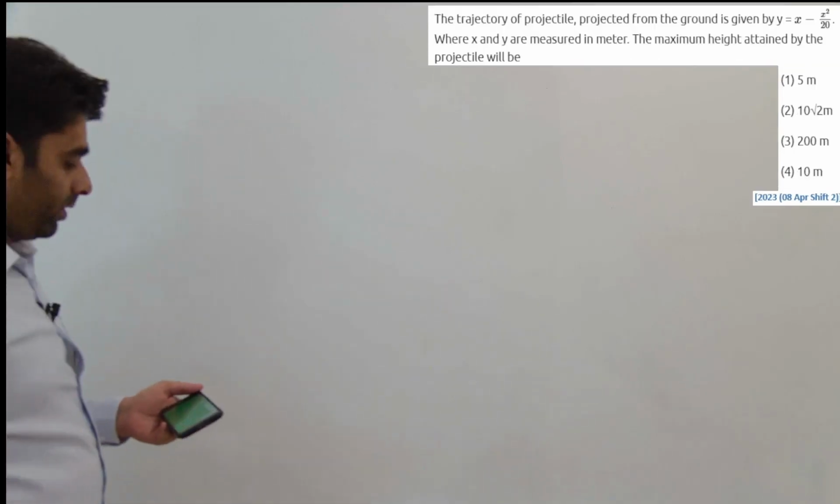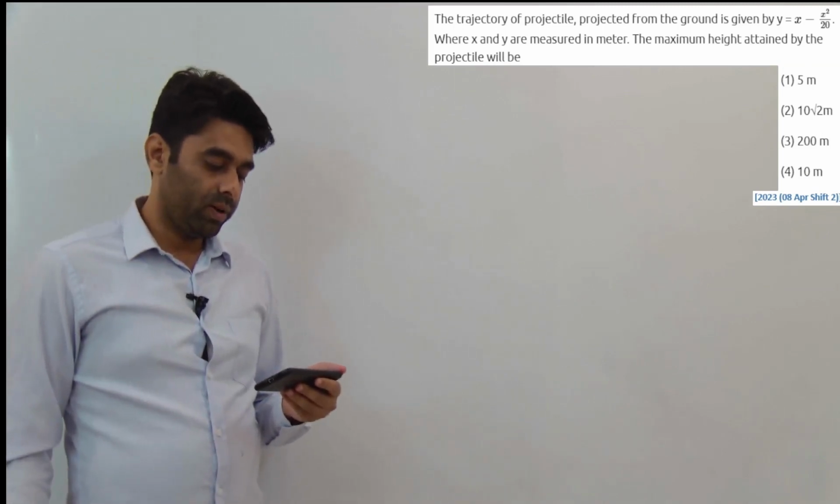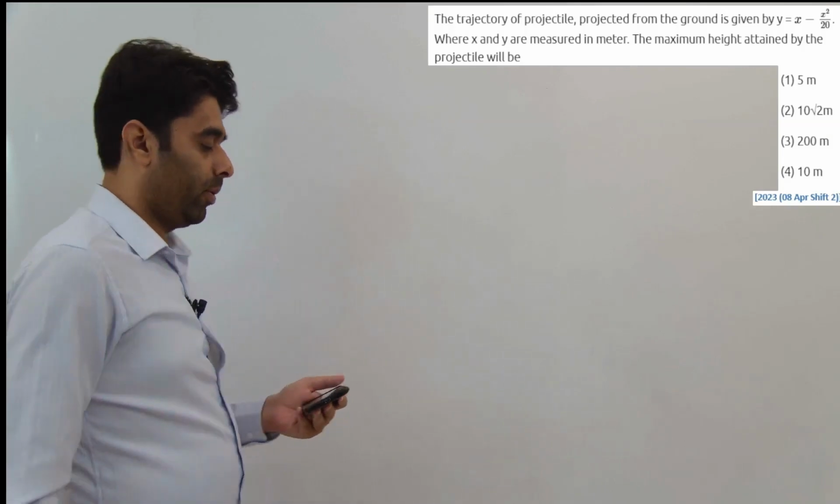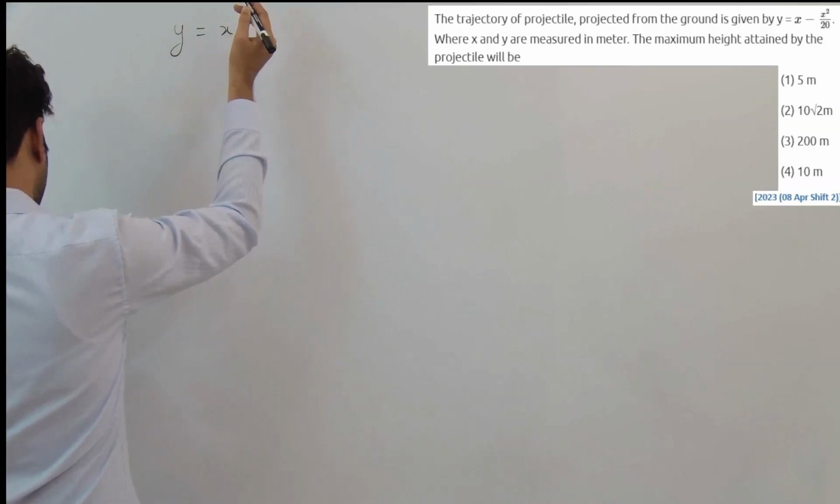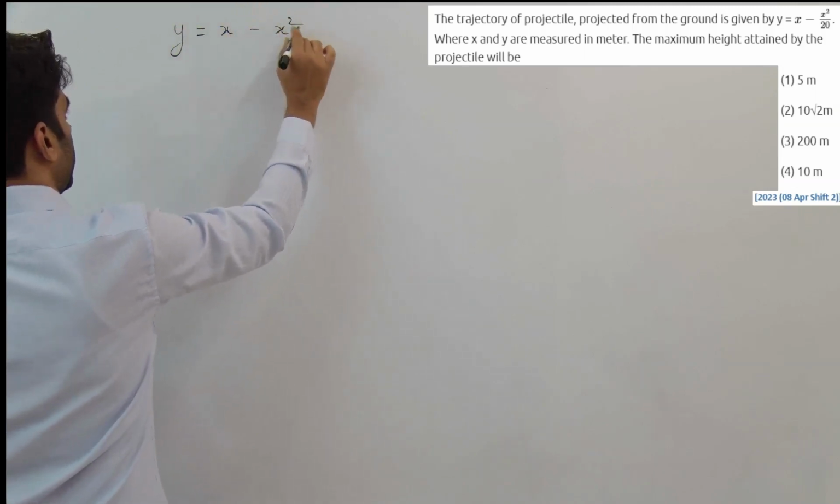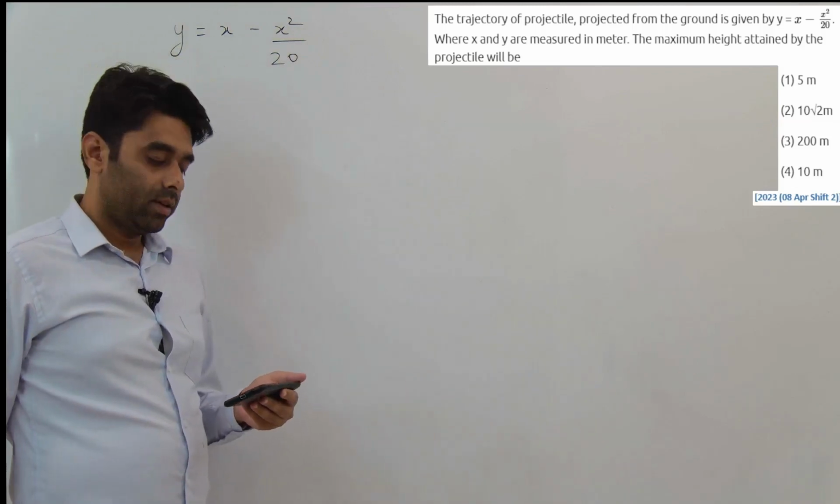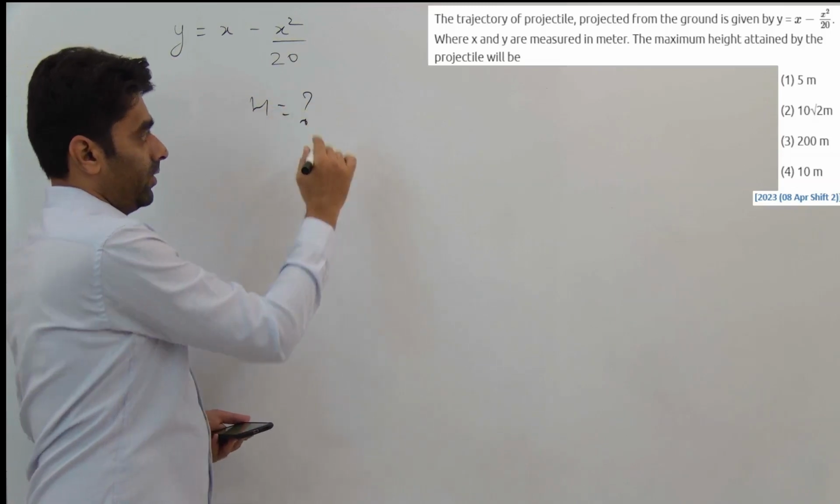Okay. The question is, the trajectory of a projectile projected from the ground is given by y equals x minus x square by 20. Where x and y are measured in meter, the maximum height attained by the projectile is, they are asking us height h, right?